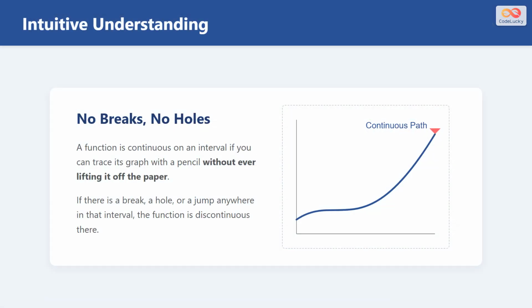Before we get into the formal definitions, let's look at it intuitively. A function is continuous on an interval if its graph is an unbroken curve. This means you should be able to draw the entire graph across that interval without lifting your pencil from the paper. If there are any holes, jumps, or breaks, the function is not continuous on that interval.